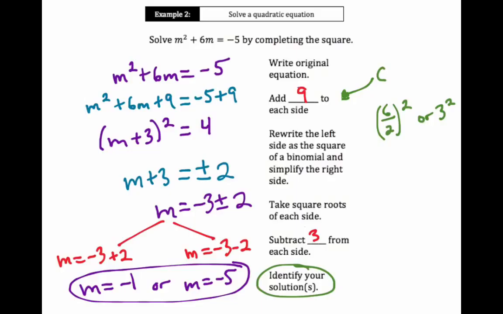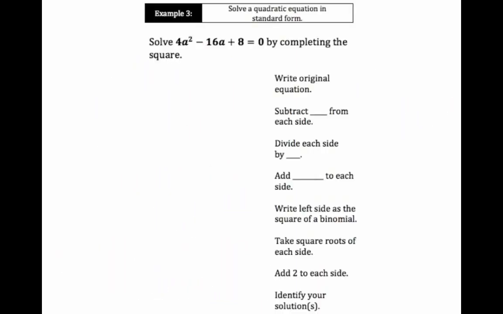Okay, let's do another one. We're going to solve 4a squared minus 16a plus 8 equals 0 by completing the square. Rewrite the original equation.